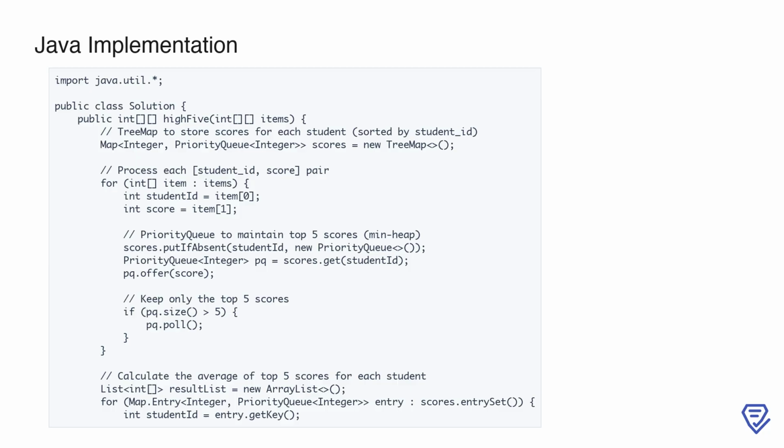Here, we start by importing the necessary libraries and defining our solution class. The method highFive takes a 2D array called items, where each subarray contains a student ID and their corresponding score.